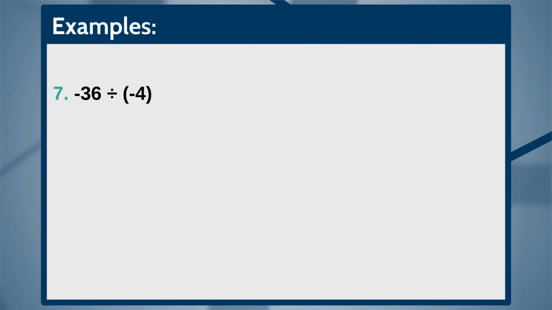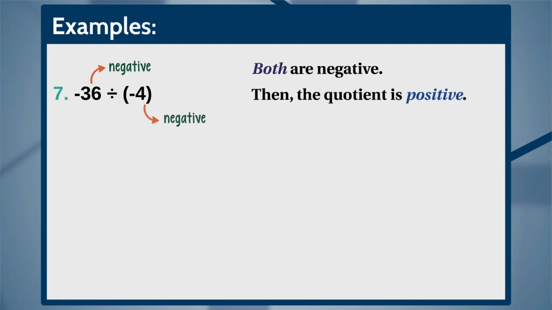For number 7, find -36 divided by -4. Start by identifying the signs. -36 is negative, and -4 is also negative. Both are negative. Then the quotient is positive. Thus, -36 divided by -4 equals 9.